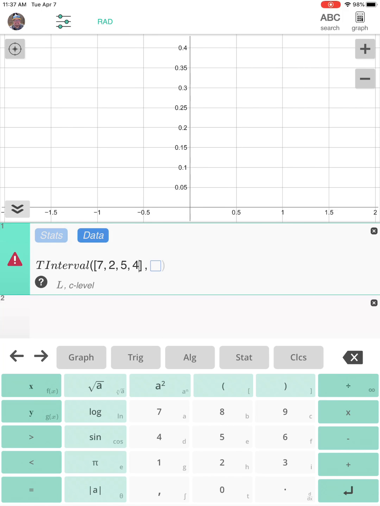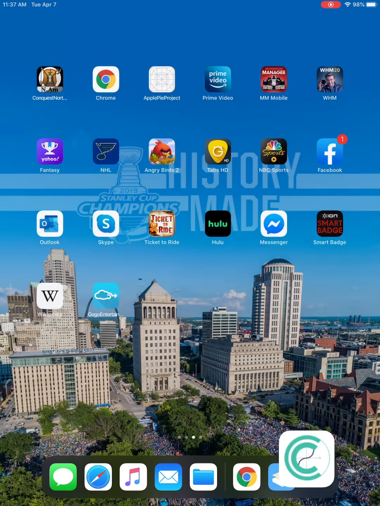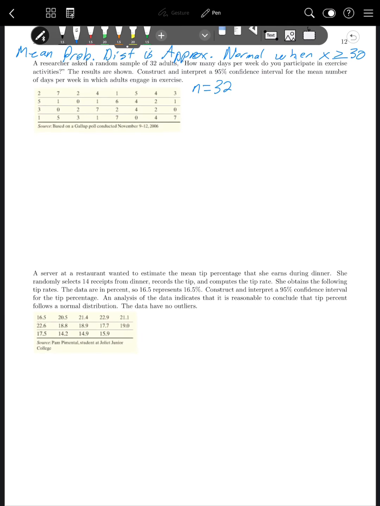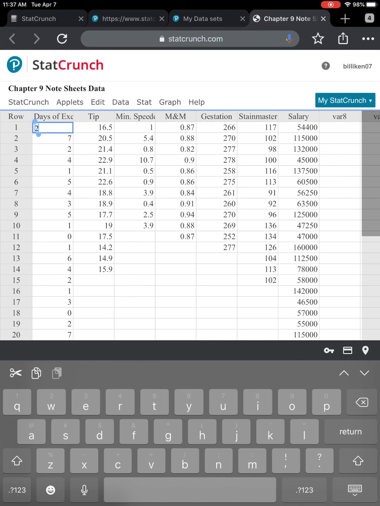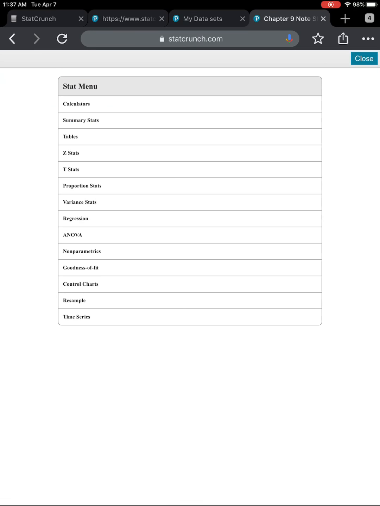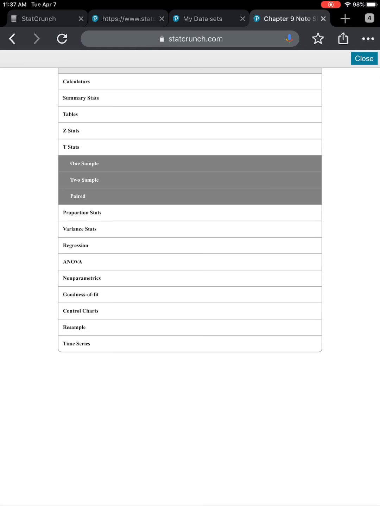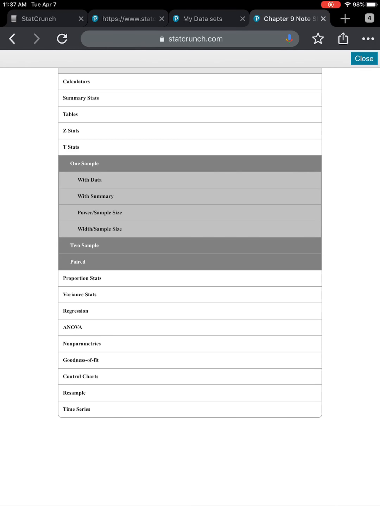If you wanted to do this on your ClassCalc app, what you would simply do is, when you go to do the t-interval, choose data, and then list all my data with commas, like 7, 2, 5, 4, and so on. I'm not going to go through that process because I assume all of you are doing the MyMathLab homework and therefore have access to Statcrunch. So let's look at how to do this on Statcrunch, which is a lot easier.